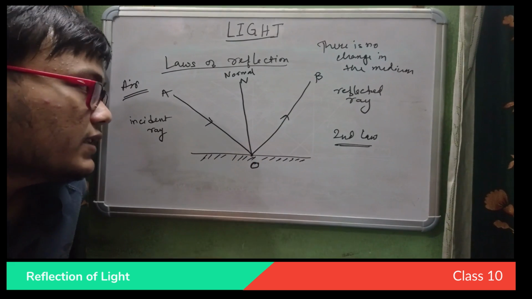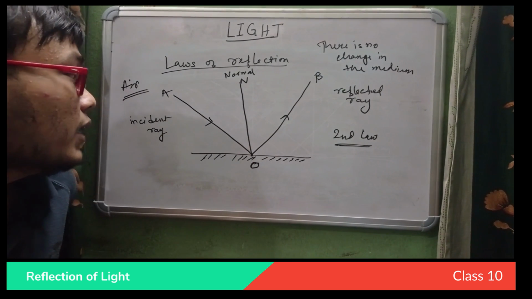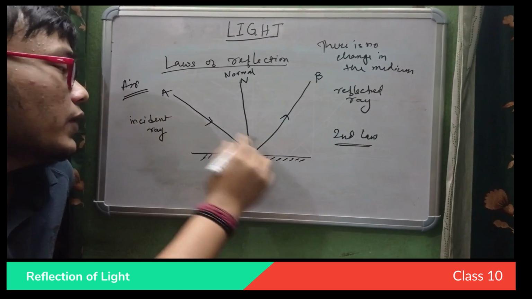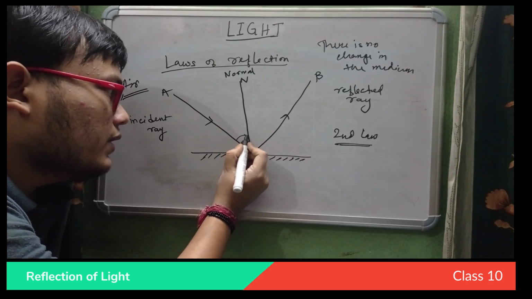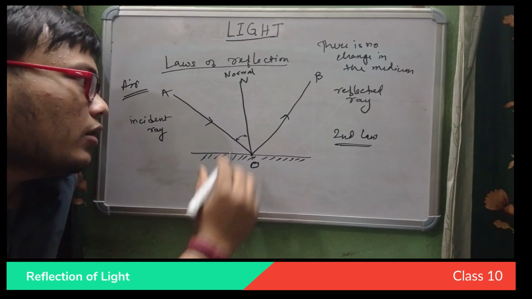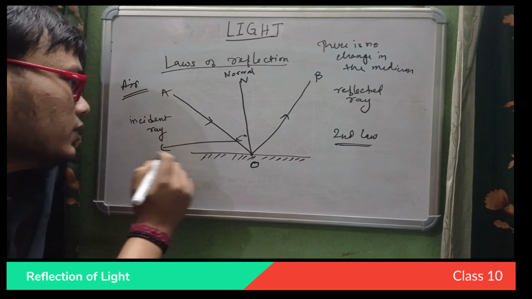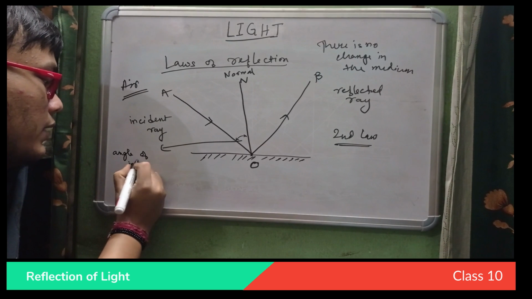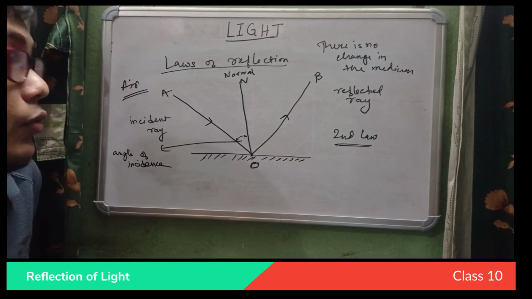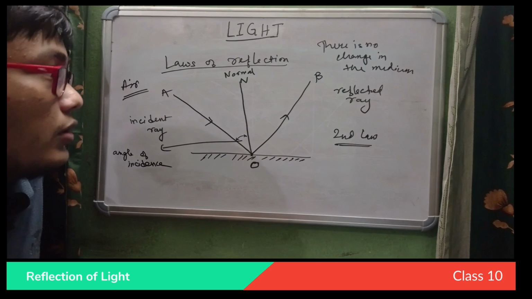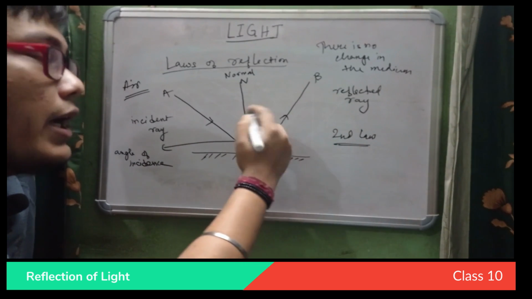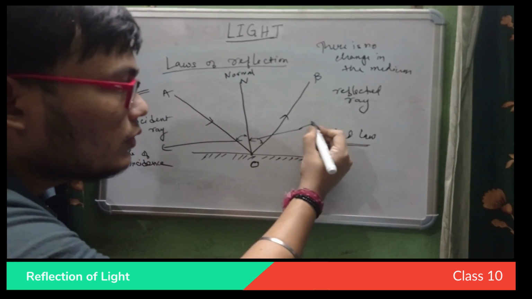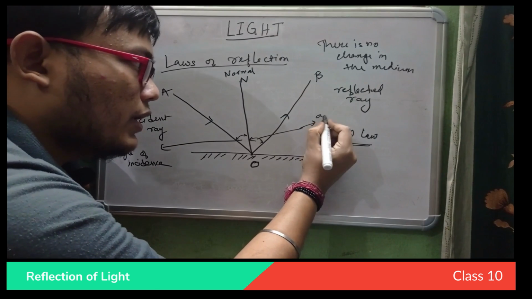The second law states that the angle of incidence, and what do you mean by the angle of incidence? The angle of incidence is the angle between the incident ray and the normal. This angle is known as the angle of incidence. And what do you mean by the angle of reflection? The angle between the reflected ray and the normal is known as the angle of reflection.